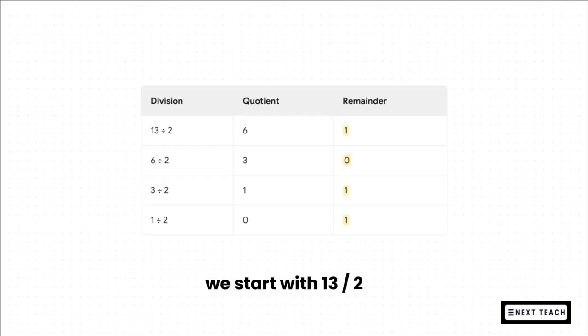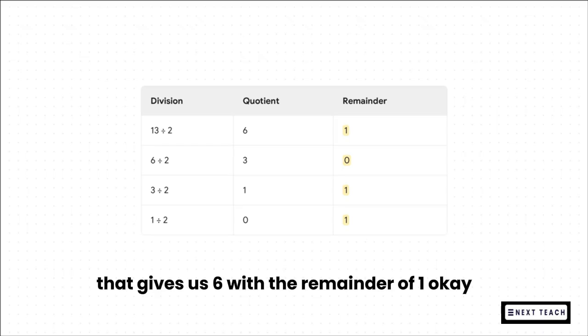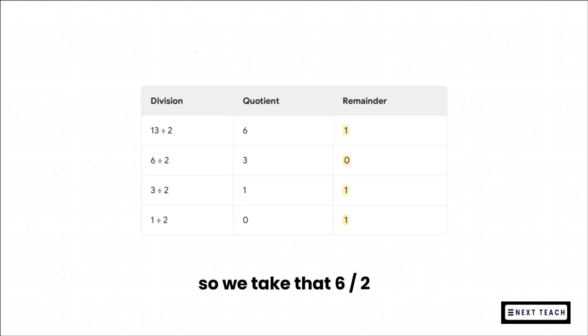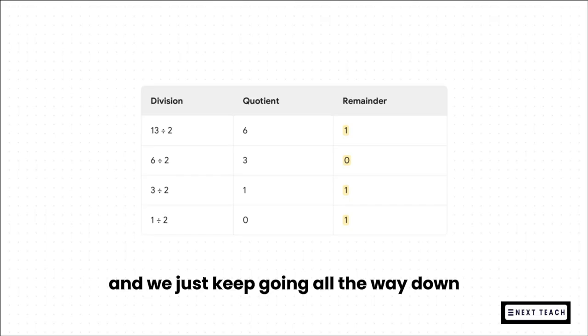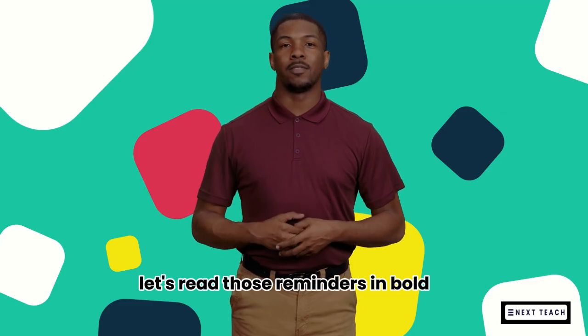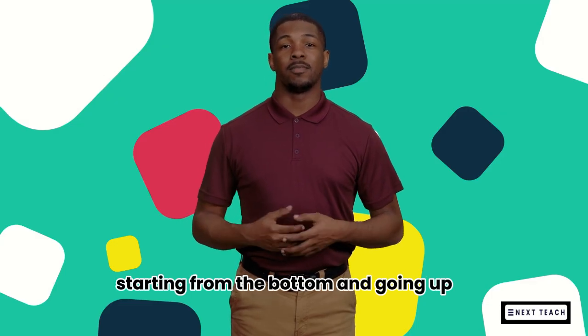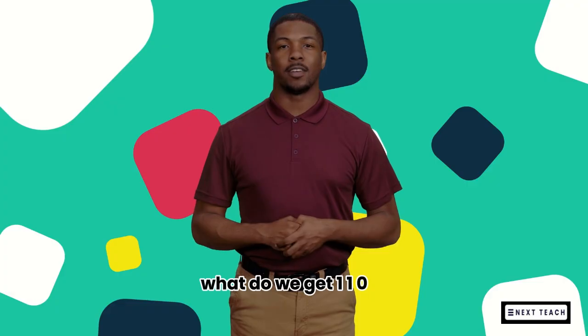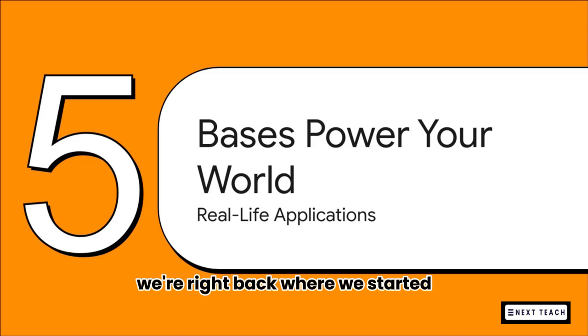We start with 13 divided by 2. That gives us 6 with the remainder of 1. Okay, so we take that 6 divided by 2 and we just keep going all the way down until we hit 0. Now for the big reveal. Let's read those remainders in bold, starting from the bottom and going up. What do we get? 1, 1, 0, 1. Hey, we're right back where we started.